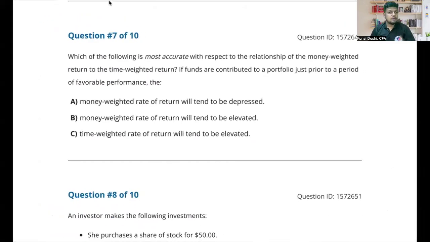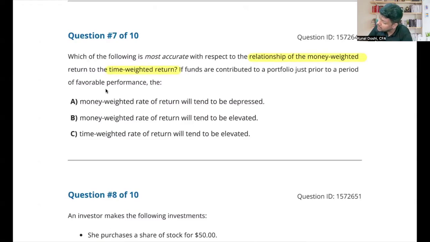Next, I'll move to question number 7. Clear? So we did that question so that we can relate this. Which of the following is most accurate with respect to the relationship of money weighted and time weighted? Remember when to use money weighted and time weighted? This is a very important question.